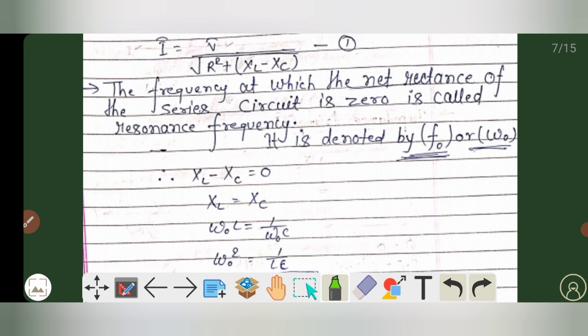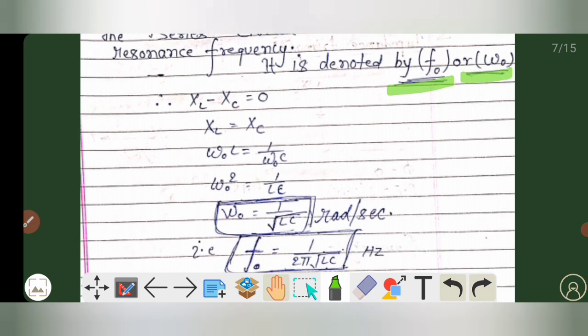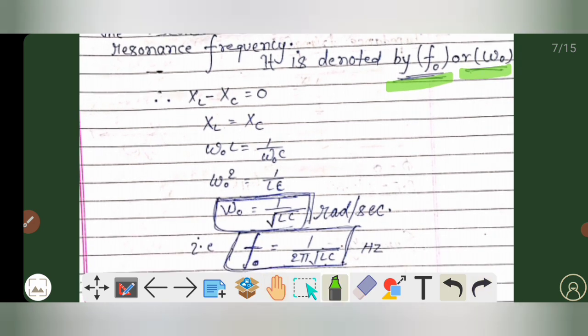Basically, as you can see here, resonance frequency is denoted by f naught, or we can say omega naught, and its definition is the frequency at which the net reactance, that is XL minus XC, is 0. Now, my dear friends, as we equate XL minus XC to 0, it comes out that XL is equal to XC. And as we know, XL is equal to omega L, and XC is equal to 1 by omega C.